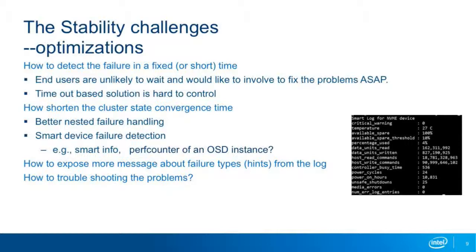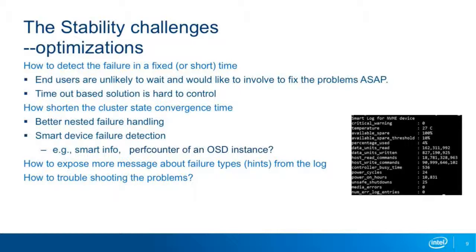Most of the slow requests only assert the error. There is no such kind of nested failure handling. So if we can encode the error with a better encoding, the upper layer application or the management software will know exactly what kind of failure happened, so they can handle that failure more efficiently. The third thing is we can expose more messages about the failure types from the log, like whether it is a file system error, hardware error, or network error.